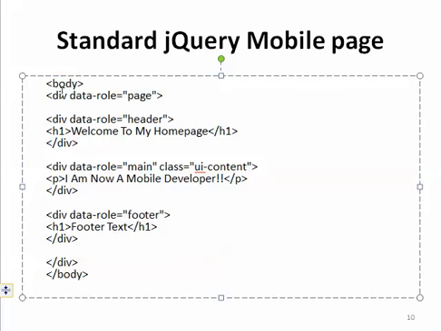Then here there are some divs, and it says that the role of this division is going to be the header of the page. So here we have this section, then this is the main part, and the footer. So we're going to have basically those three sections. And that's what we're going to explain here, what the data role means. We're going to have the page, the header, the main, and so on.